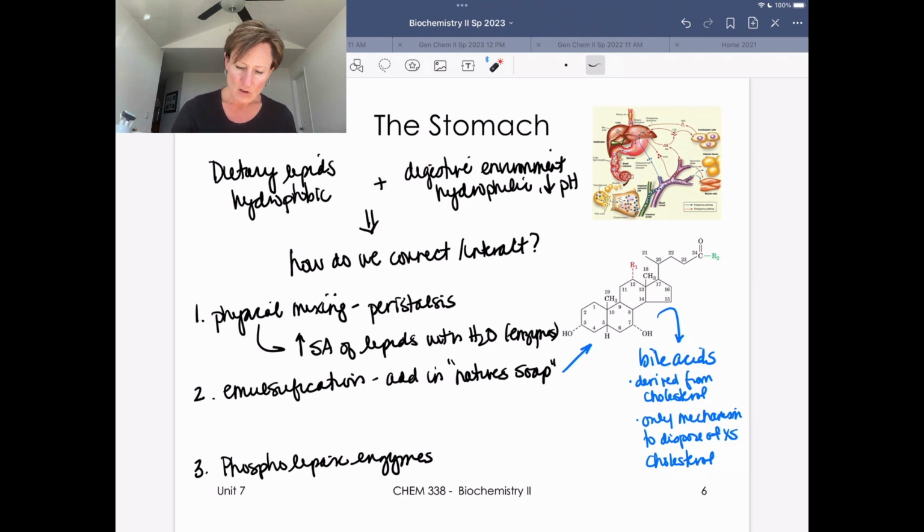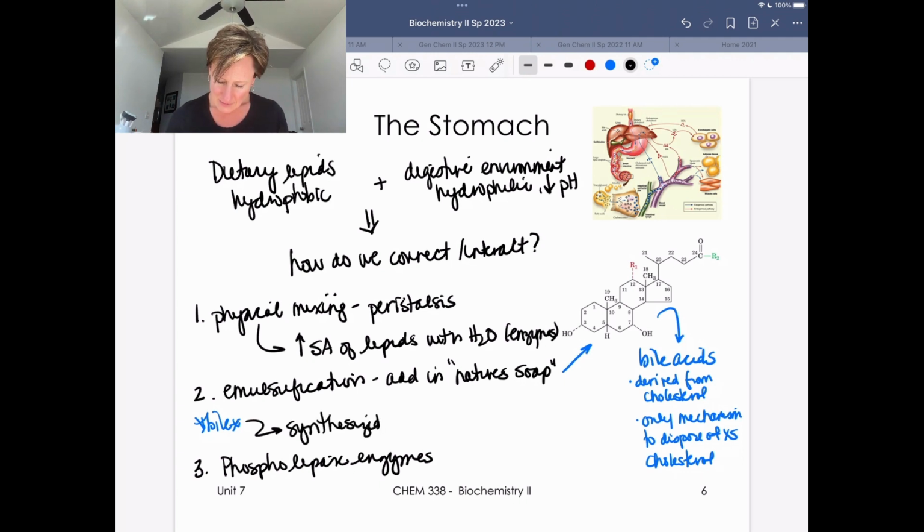Okay, so highlighting some of the pieces that I've said there. This is again what bile is. Bile is very rich in those bile acids. Okay, so this is synthesized in the liver and then stored in our gallbladder.